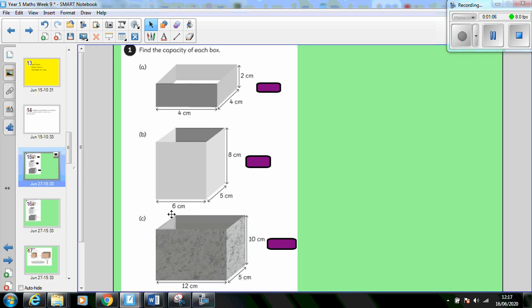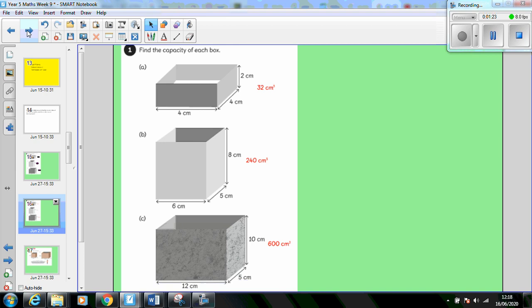For B, the measurements are 6 centimetres by 5 centimetres by 8 centimetres. And for C, the measurements are 10 centimetres by 5 centimetres by 12 centimetres. Hopefully you work those ones out as being 32 centimetres cubed, 240 centimetres cubed and 600 centimetres cubed.